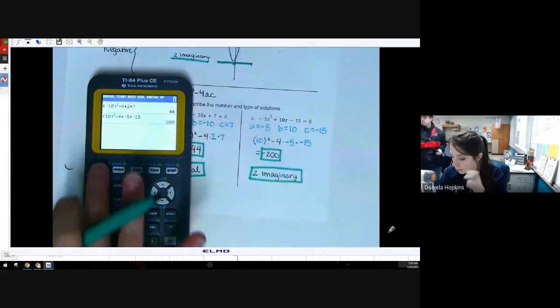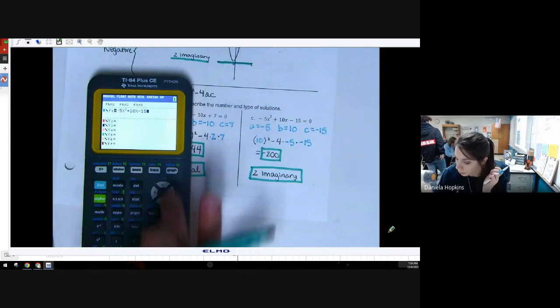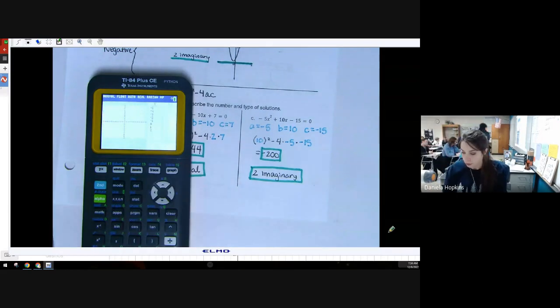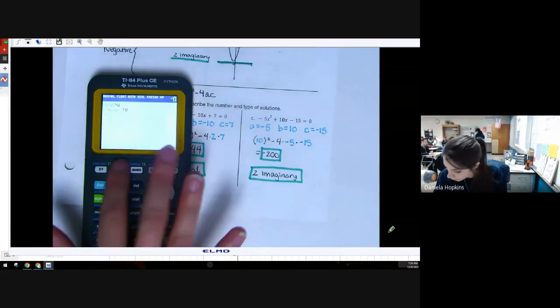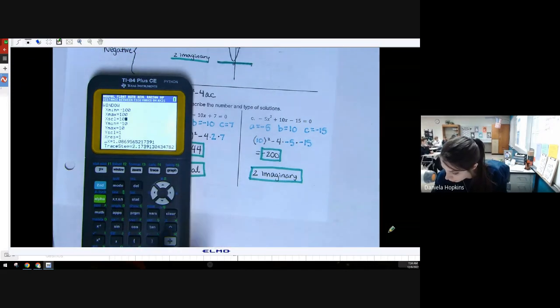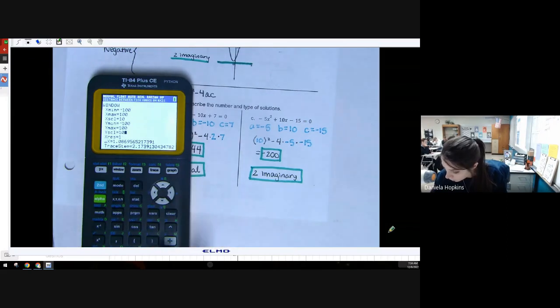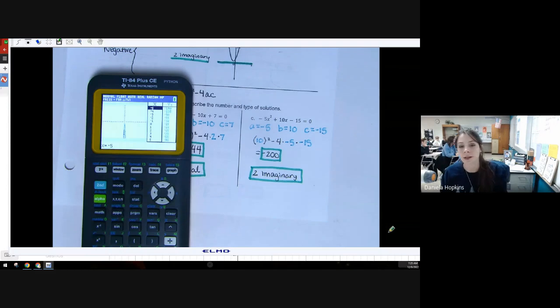And again, you can type this right into your calculator and look at the graph and see what it would look like: negative 5x squared plus 10x minus 15. If you look at the graph, you will see not even a parabola. Where is it? Let's change my window here so I can find my parabola. There it is, way down there, and it never actually hits the x-axis.